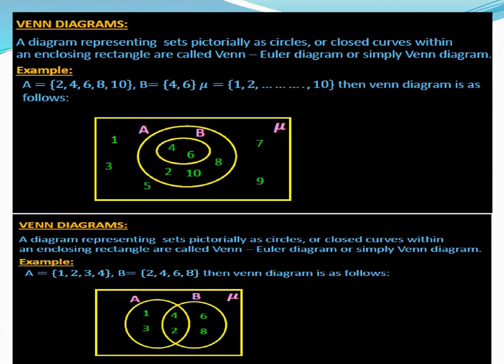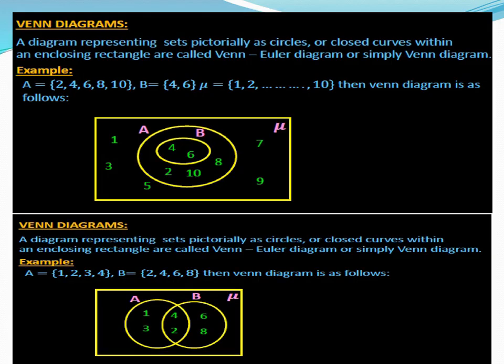First you draw a rectangular box for representing the universal set, because every set is a subset of the universal set. So now we draw one circle for set A and another circle for set B. Here some elements are common in the two sets. Which elements? 2, 4. Then we write the common part of the two circles. You write the elements.